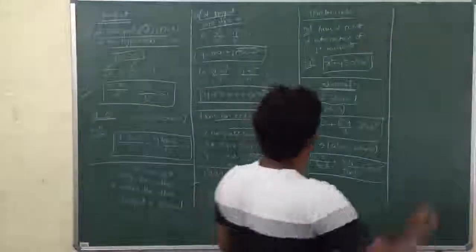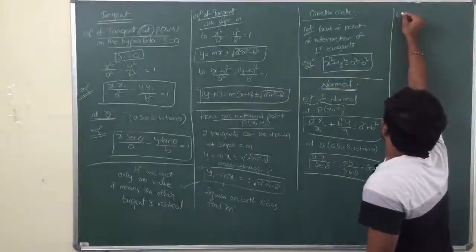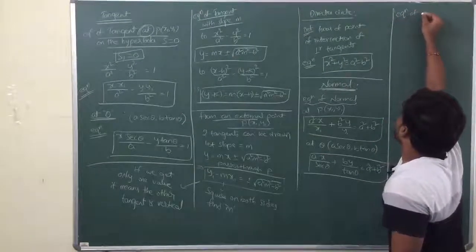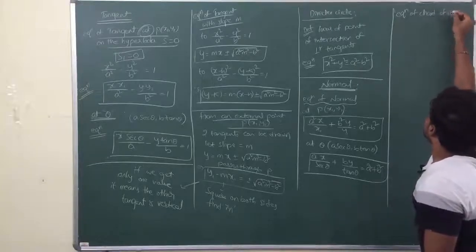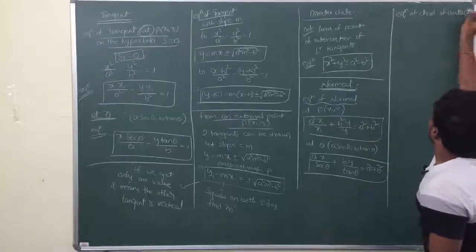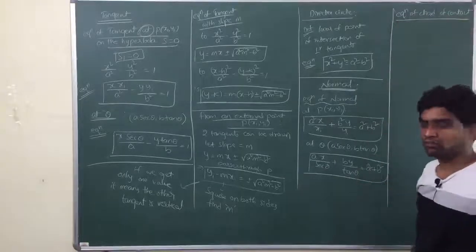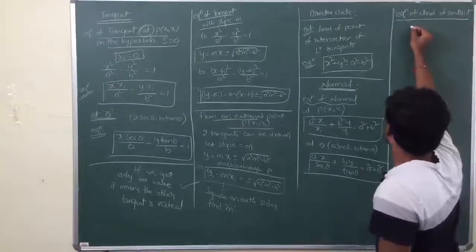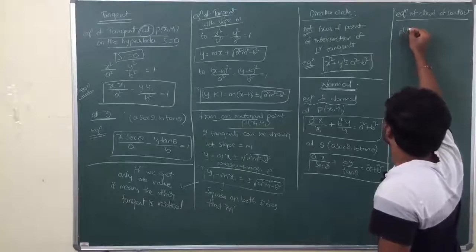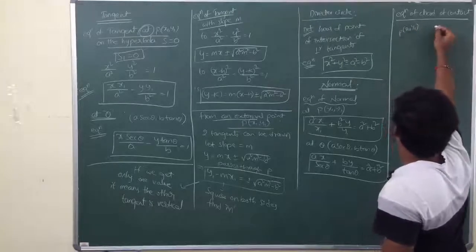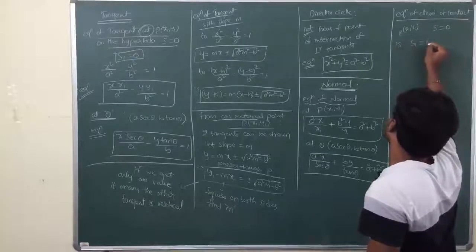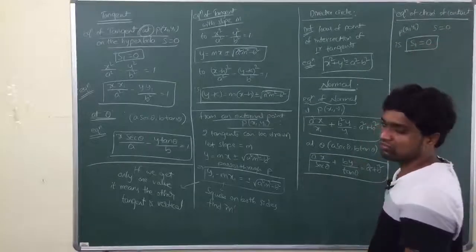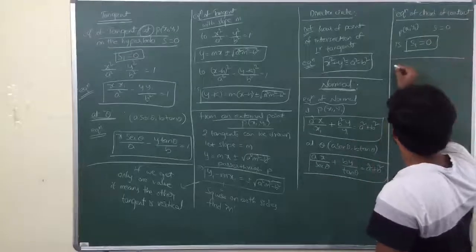Next, chord of contact. Equation of chord of contact. Any repetitions? Yes, that is also S1 = 0. For P (x1, y1), S1 = 0 is the equation of chord of contact.